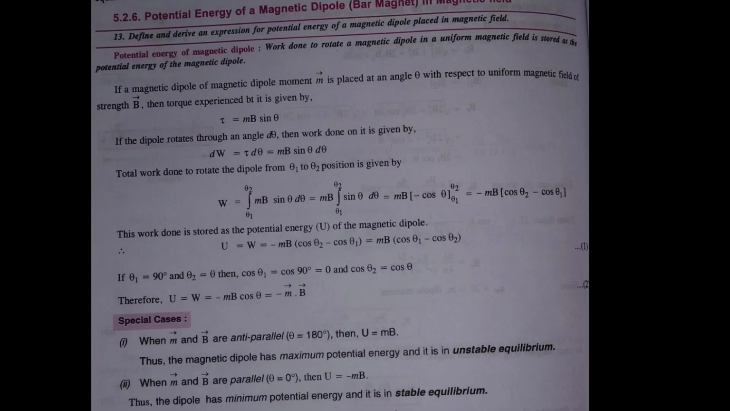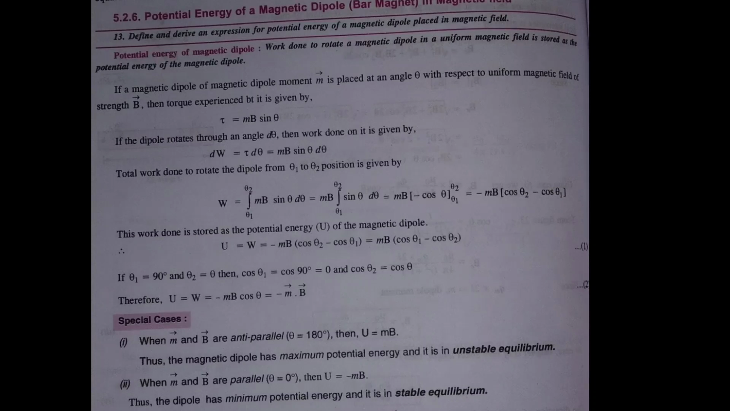Potential energy or stored energy of a magnetic dipole or a bar magnet is possible whenever we do work to rotate a magnetic dipole in a uniform magnetic field. Whenever a dipole is rotated by the angle theta, it experiences a torque. Torque is equal to mB sine theta. And if we assume that we rotate a dipole through a small angle, then a small work has to be done in rotating it. That work is dW, given by tau d theta. Put the value of tau, and that is the expression for the small work done in displacing a magnetic dipole or a bar magnet by the small angle d theta.